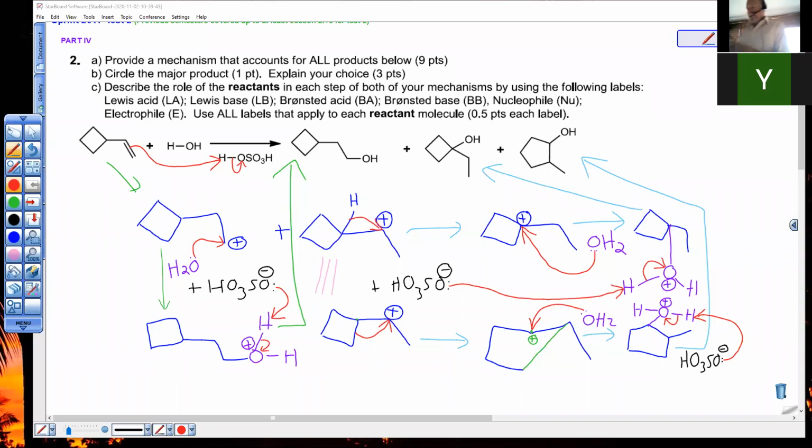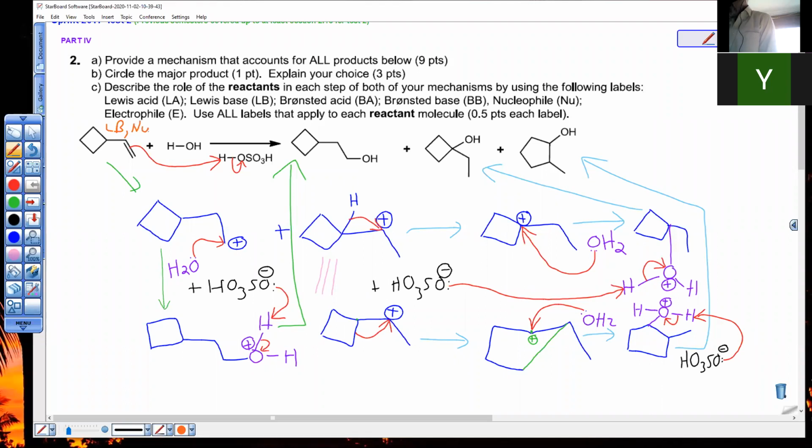Welcome back, everybody. And here we go with our labeling of participants in reactions. Any attacker is a Lewis base. Attacker. Let's go with a color that sticks out. Orange, sure. Lewis base is attacking, and synonymous with Lewis base is nucleophile. Always, without exception.